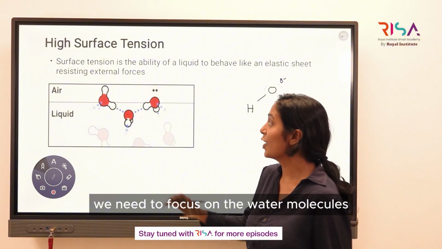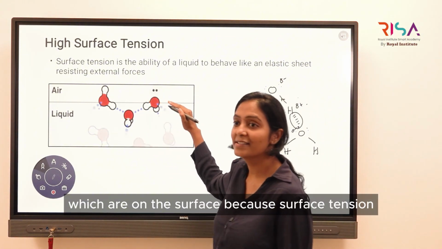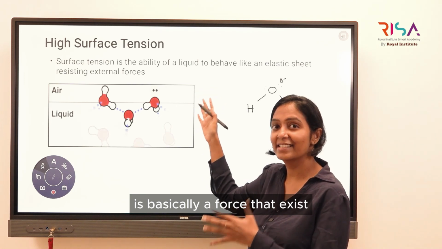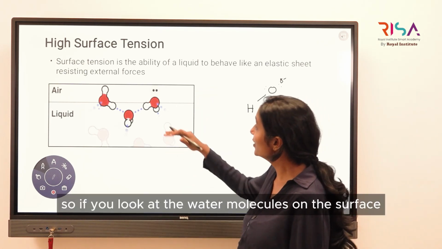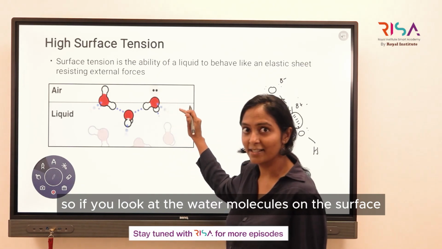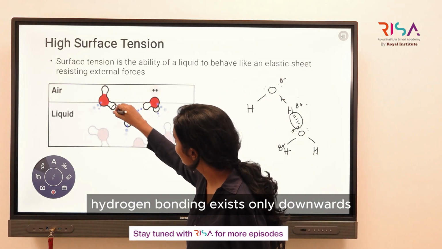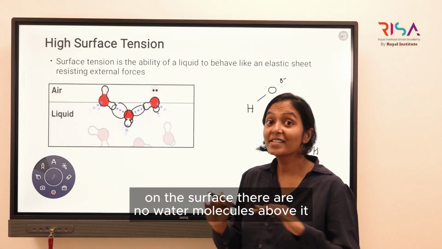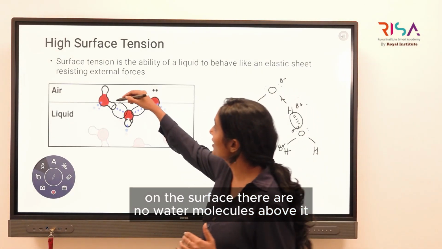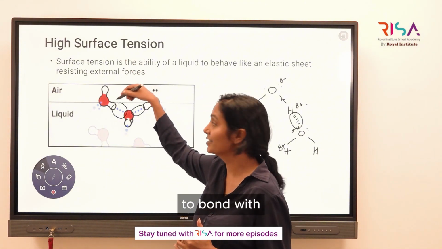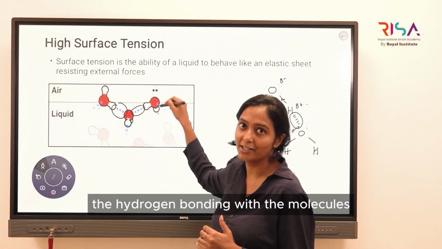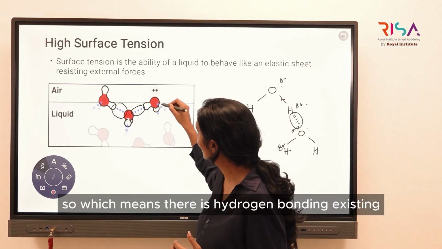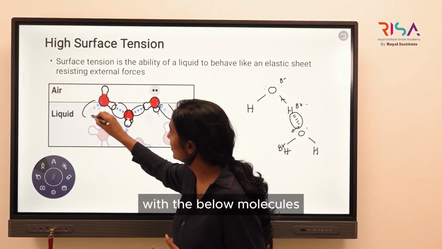We need to focus on the water molecules which are on the surface, because surface tension is basically a force that exists on the surface. So if you look at the water molecules on the surface, hydrogen bonding exists only downwards. Why is that? On the surface, there are no water molecules above it to form hydrogen bonds with. The molecules are only below it. So there is hydrogen bonding with the molecules below.